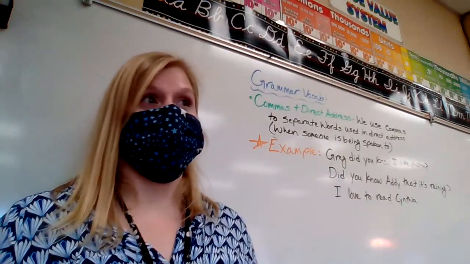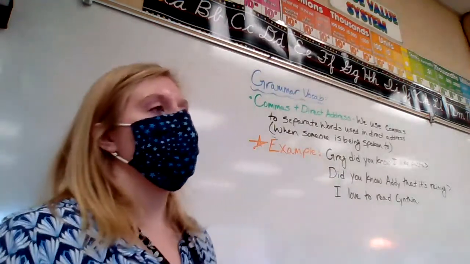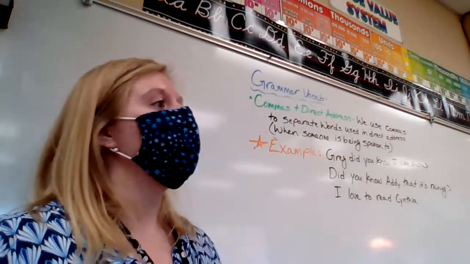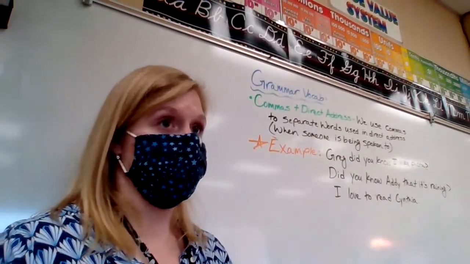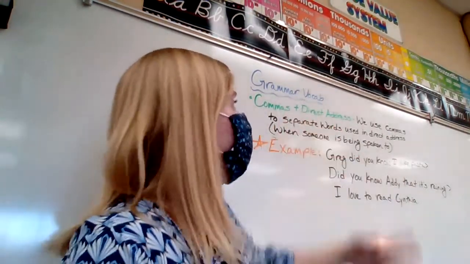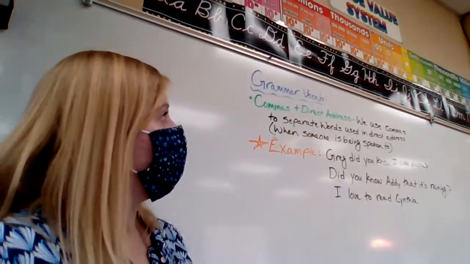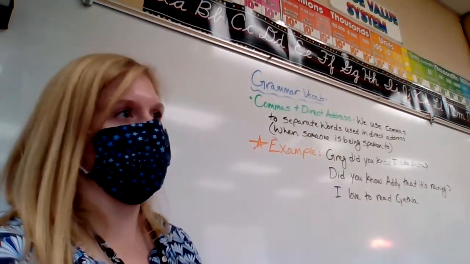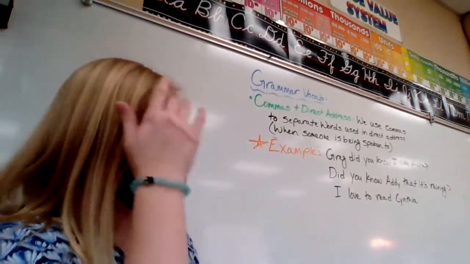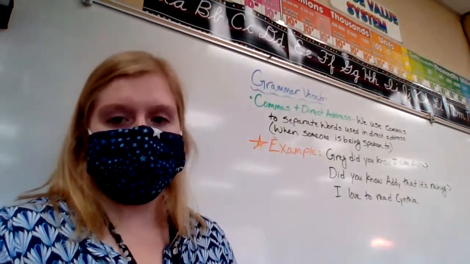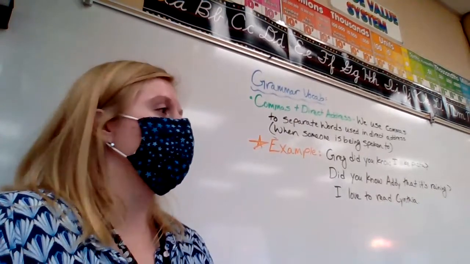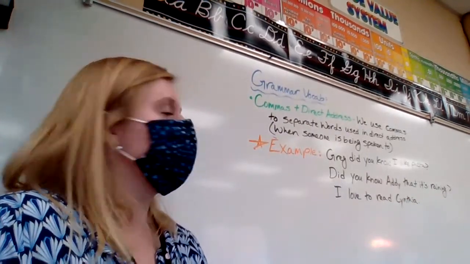Does that make sense? Okay, so like in a piece of writing, when two characters are talking to each other and they say the other person's name while they're speaking, they are addressing them. They are talking to them, okay? So that is what direct address means. So commas plus direct address. We use commas to separate words used in direct address or when someone is being spoken to. So go ahead and get that definition down. So we use commas to separate words used in direct address. And when I say used in direct address, that means when someone is being spoken to.